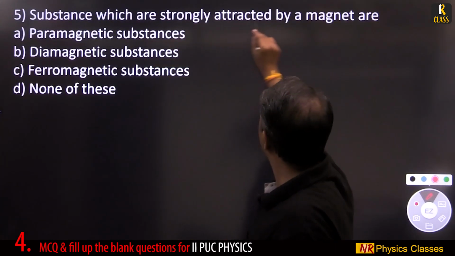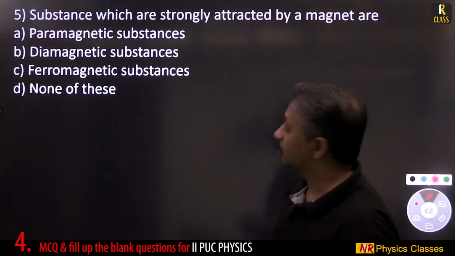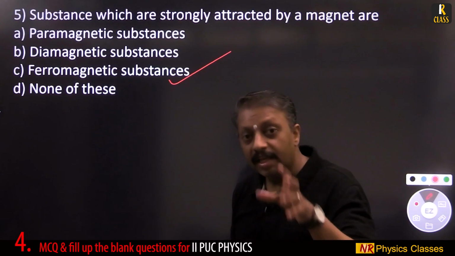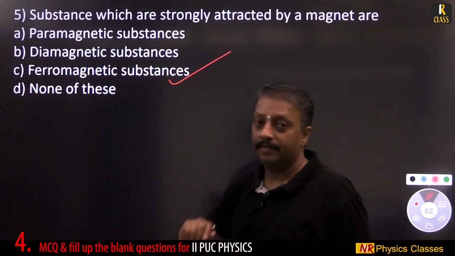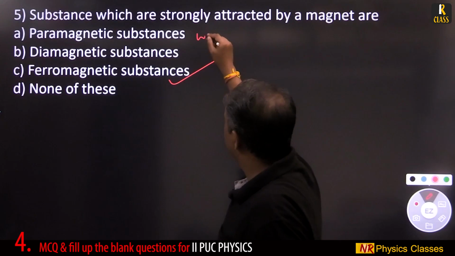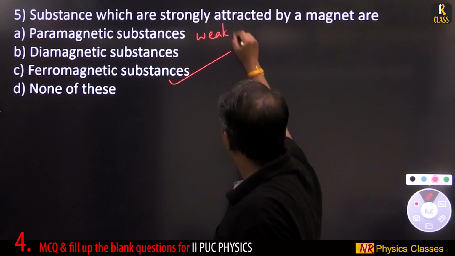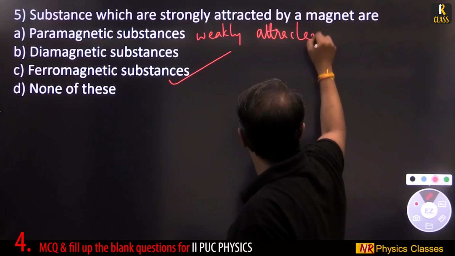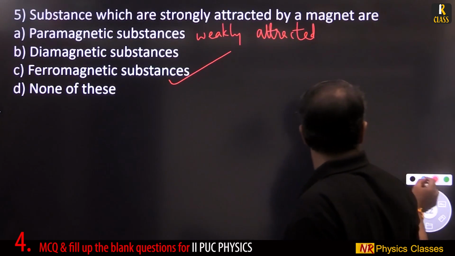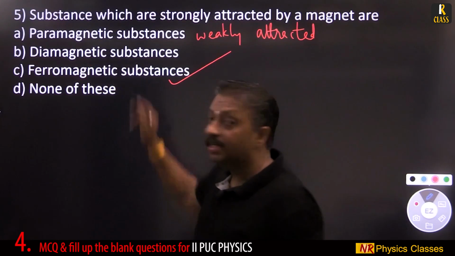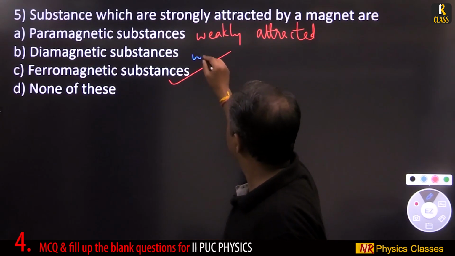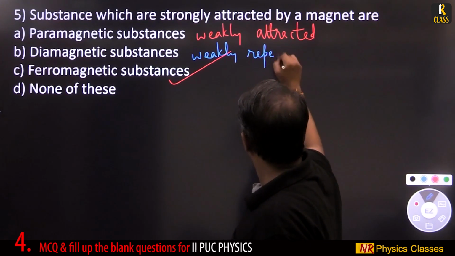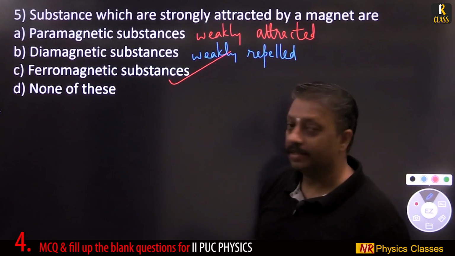Substances which are strongly attracted by a magnet are ferromagnetic. Weakly attracted are paramagnetic. Diamagnetic substances are weakly repelled.